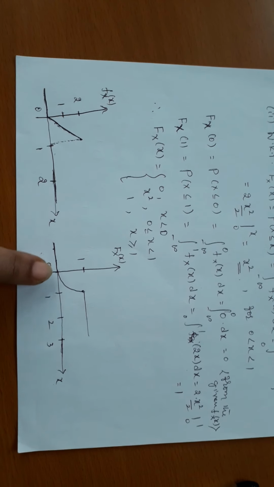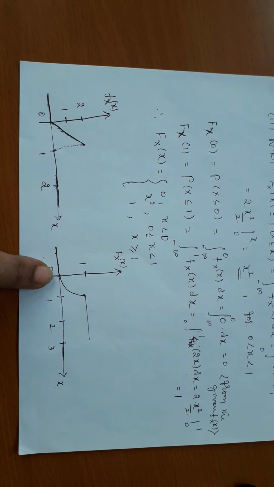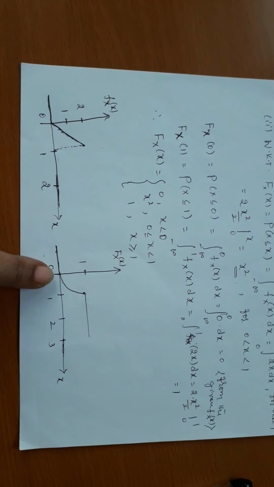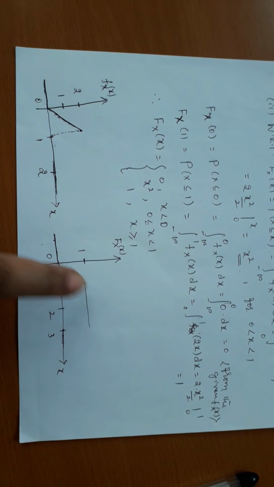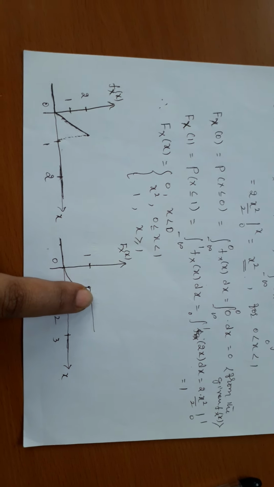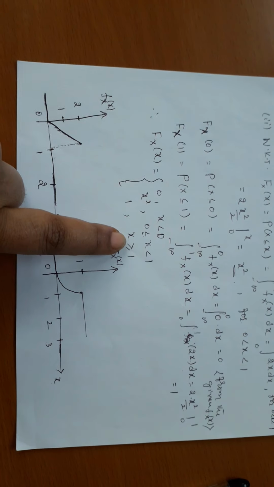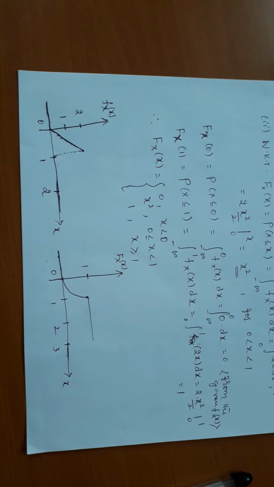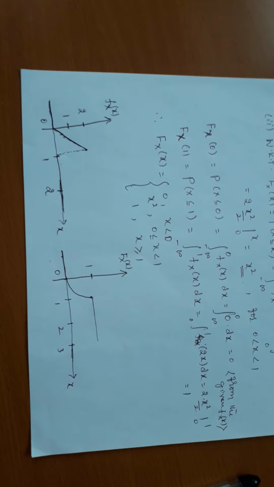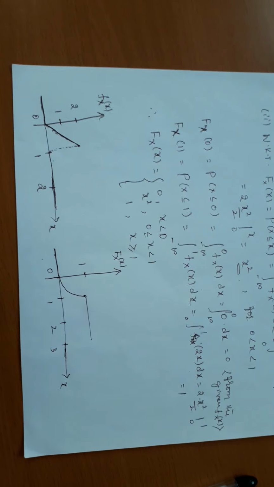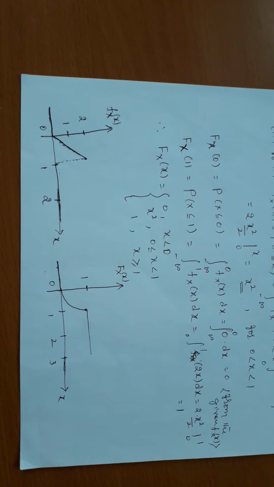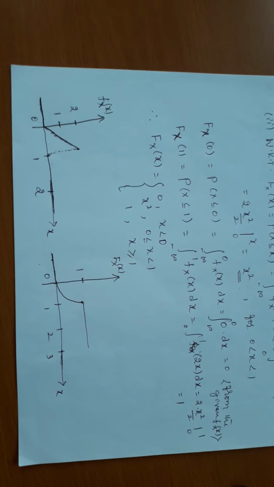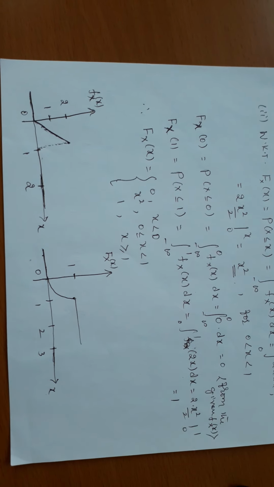Actually, it is 0 for x less than or equal to 0. Then x square, we get a parabola, x square from 0 to 1. That's why it's a parabola. Then starting from x equal to 1, it becomes a horizontal line parallel to the x-axis. Therefore, this is a parabola because of x square. This is the way to plot a graph or sketch for a given PDF and CDF.